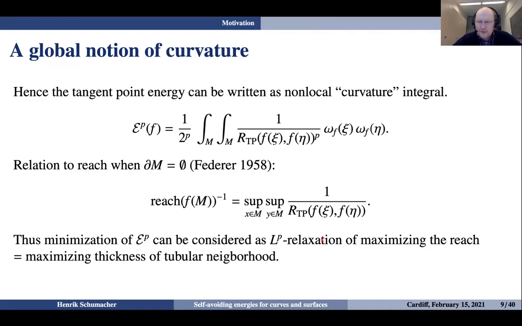So, if you try to modify your surface, or your curve, so that you can make it thicker and thicker, if you try to maximize this thickness, then you actually maximize the reach, or you minimize 1 over the reach. And if you replace the suprema by integrals, and you insert this power p, then you get the tangent point energy, which is something like an LP relaxation of the reach. So it also tries in some weaker sense to allow for thicker and thicker tubular neighborhoods.